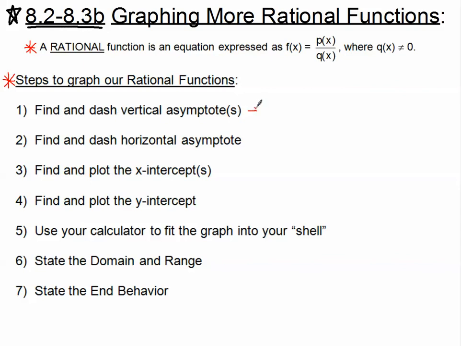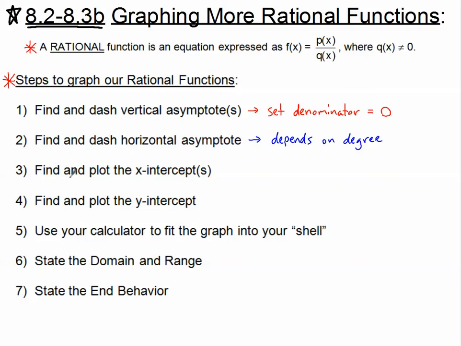We find this by setting the denominator equal to 0. I'll say set denominator equal to 0. That's how we find any vertical asymptotes. Number 2, we're going to find and dash the horizontal asymptotes, or asymptote. This depends on the degree. In a previous tutorial, we talked about the degree of the numerator and the degree of the denominator, and there are a couple different cases for how to find our horizontal asymptote.